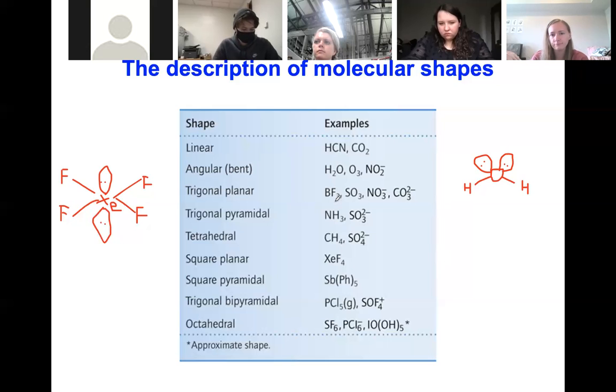Yeah, we already have the drawn structure for BF3. Okay, BF3, and this is easy. Tetrahedral is easy. Okay, and remember.